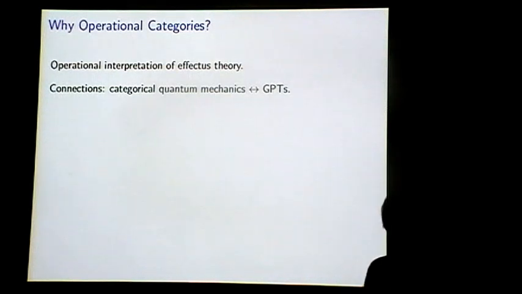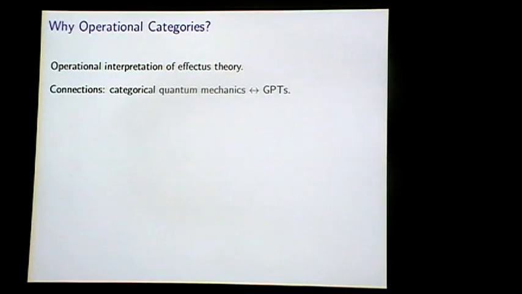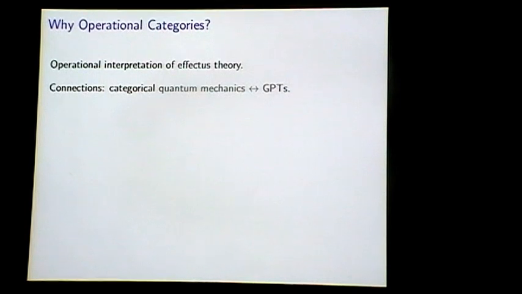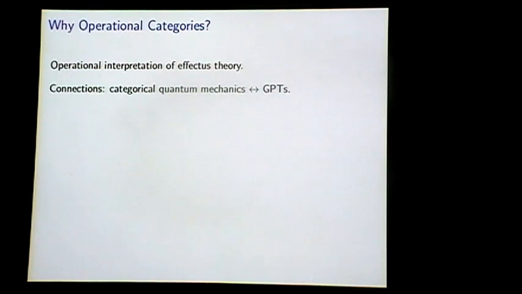So just to say why one would want to think about these things: firstly, if you're already interested in or know about effectus theory, it gives you this operational interpretation I mentioned. More generally, because it's completely categorical, you can hopefully start providing some connections between, say, CQM, the categorical quantum mechanics program, and general probabilistic theories.